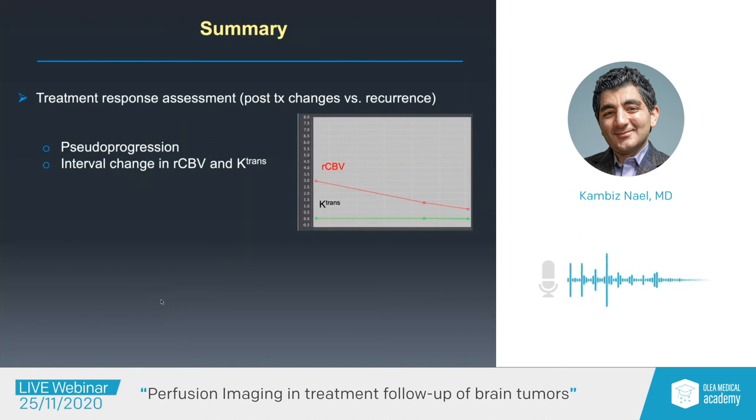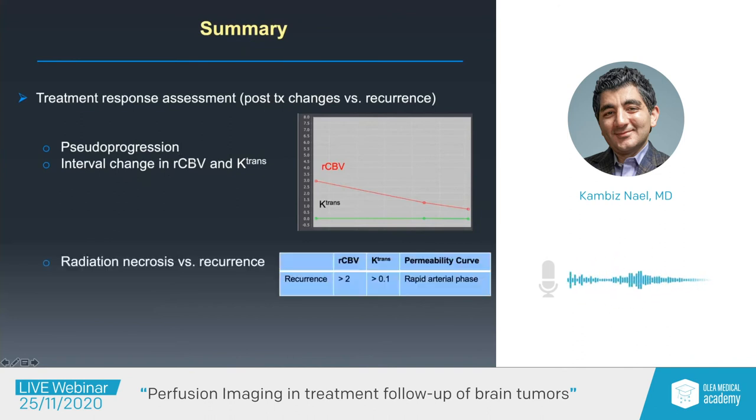What works for us right now is really the interval change in RCBV and K-trans. If we have perfusion imaging before and after treatment, a downward trend of cerebral blood volume and K-trans points to a diagnosis of pseudo-progression.